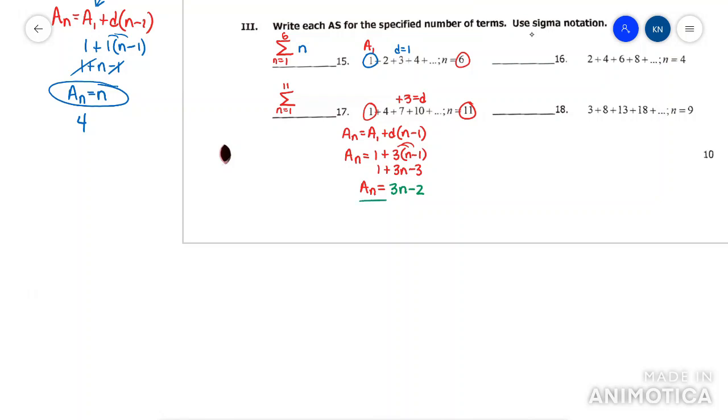So you can find any value by plugging in whatever number term it is right here. So like, for example, the 4th term would be 3 times 4 is 12 minus 2 is 10. And look, it is 10. So this green part goes right there.